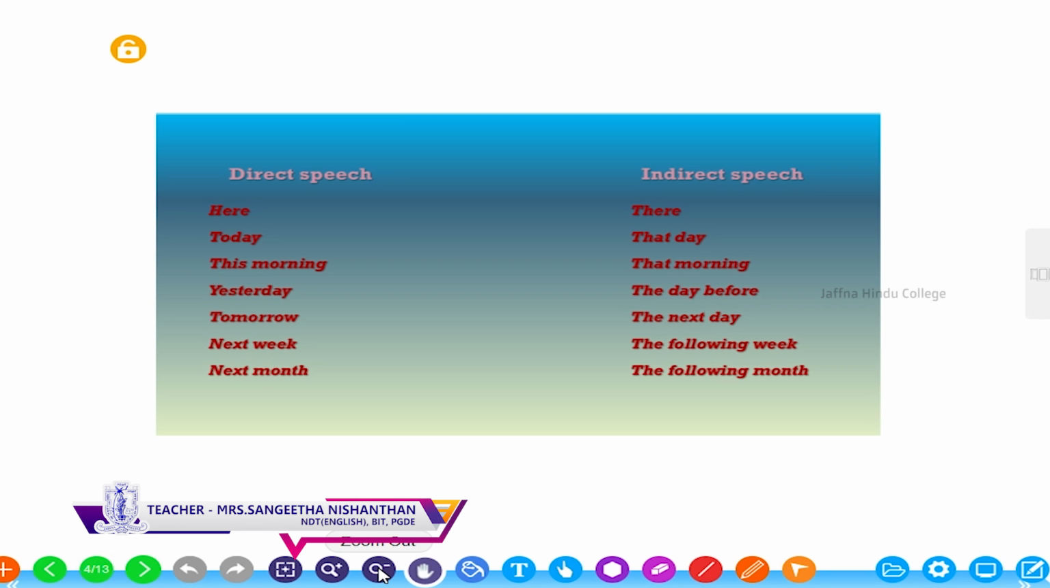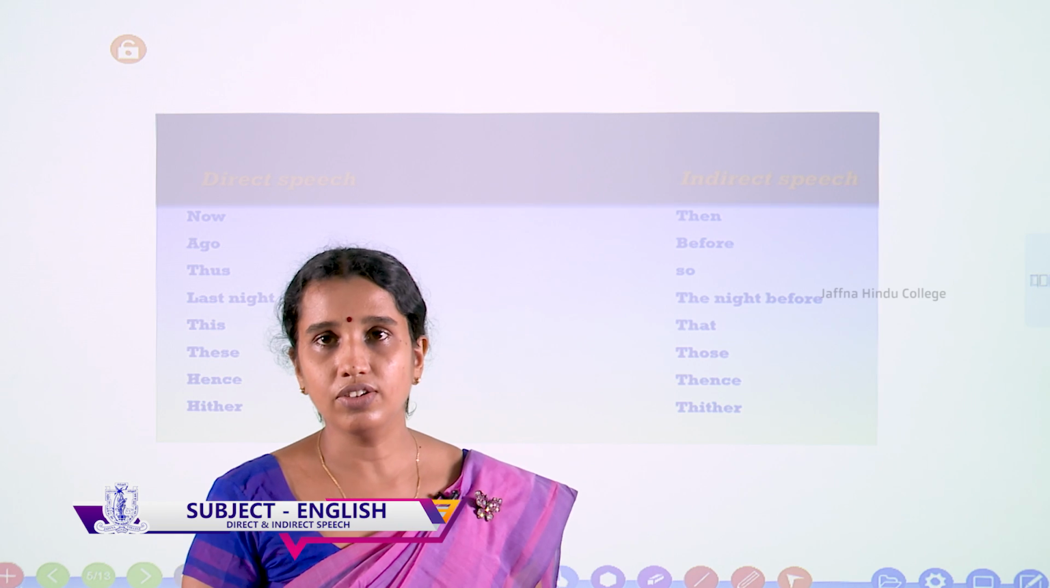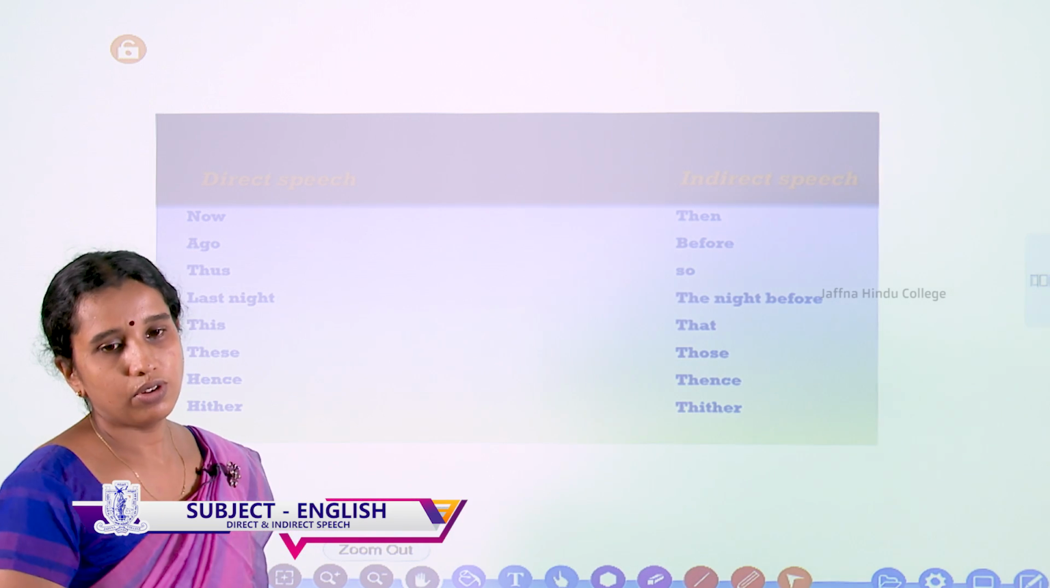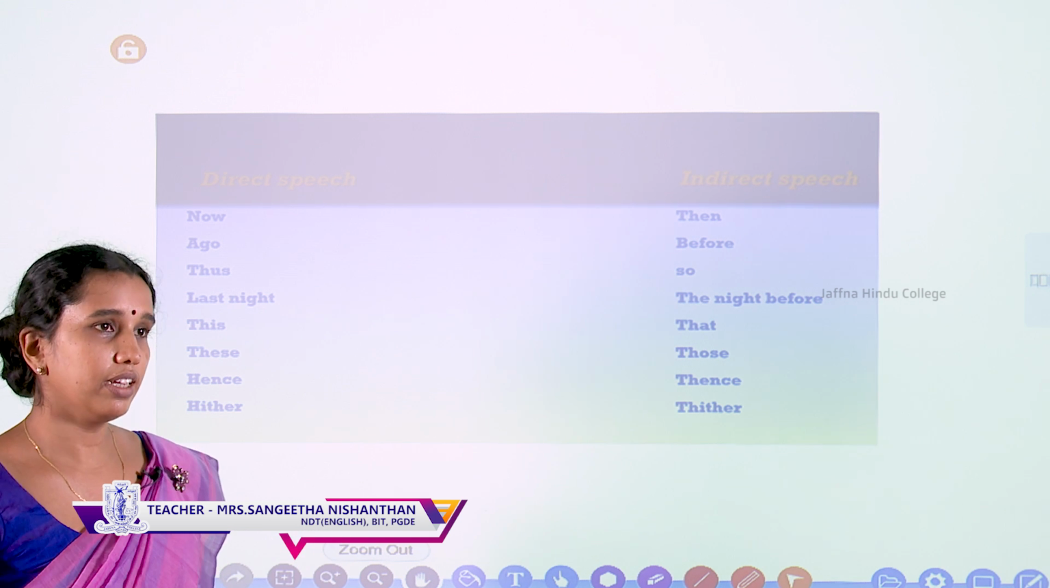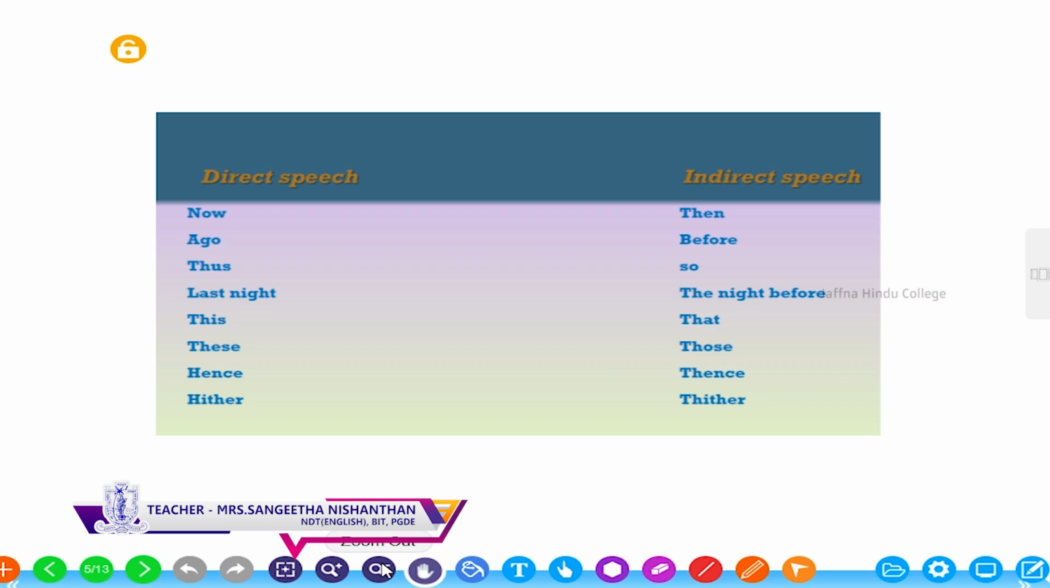Next week is changed into the following week. The next month changed into the following month. Now is changed into then, because the time differs from the direct speech and the indirect speech. Ago changed as before, thus changed as so. Last night changed as the night before. This changed as that. These changed as those.